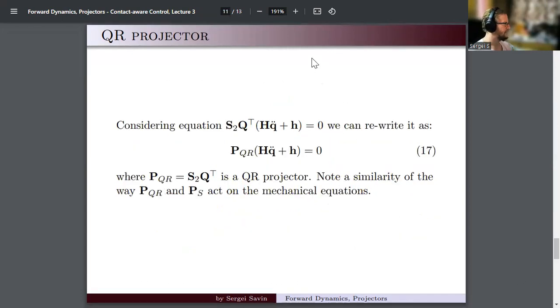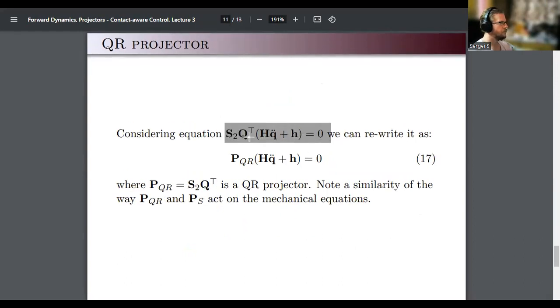Now let us consider this bottom equation. Okay, this bottom equation S2 Q transpose, etc. Notice that this has exact same form as previously. Like we have something multiplying what is essentially manipulate equations, right? Manipulate equations multiplied by something, and this something is a projector. So this is a projector. We call it QR projector.